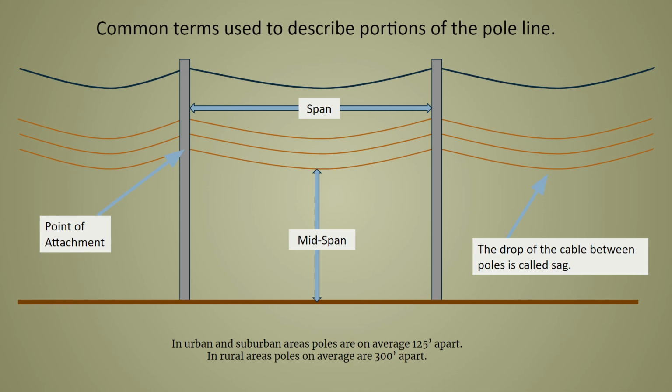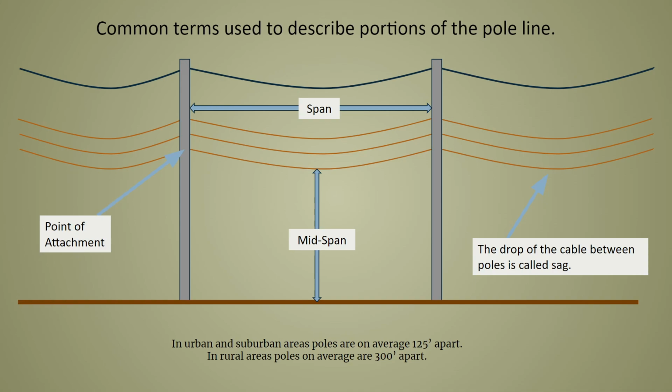Now, generally in urban and suburban areas, when you're in town, your poles are going to be about 125 feet apart. In rural areas in the country, they will go up to about a maximum of 300 feet apart. You will occasionally see ones that go a lot further than that, maybe 400 feet, but they're going to have a lot of anchors and guys on them. And in future videos, we will talk about anchors and guys.